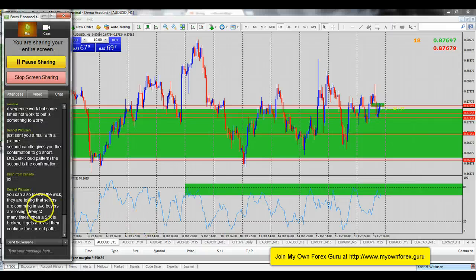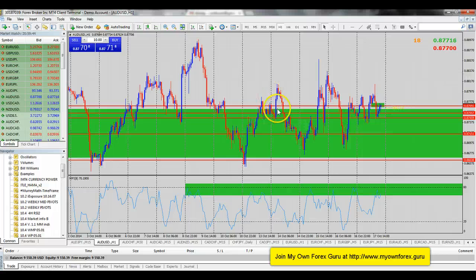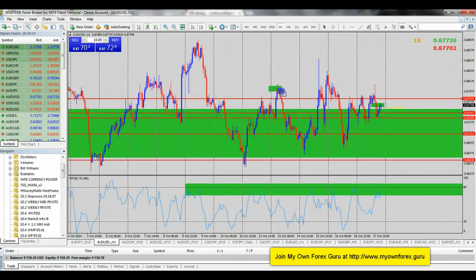Let's see. So my brother says you can also look at the wick. It's telling you the sellers are coming in and buyers are losing strength. Many times when support or resistance is broken, it gets to revisit and continue the current path. Yep. Again, when you start drawing your support and resistance, you've got to look for a candle breaking through. Let's look at this. We have a breakthrough here. This is the candle that breaks through.